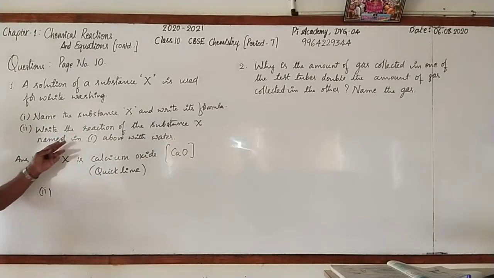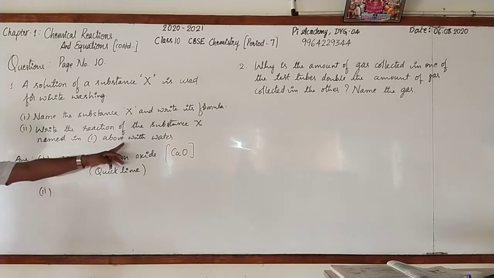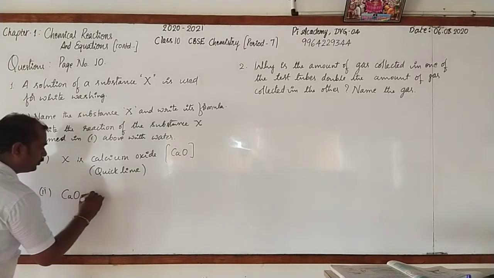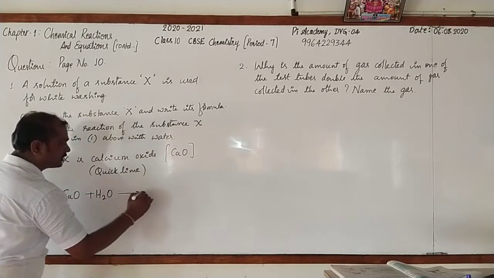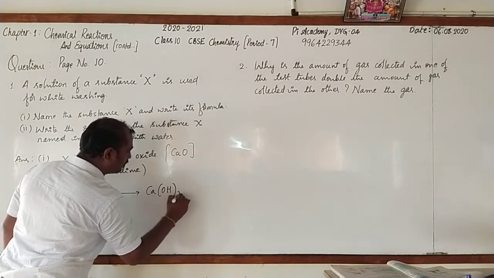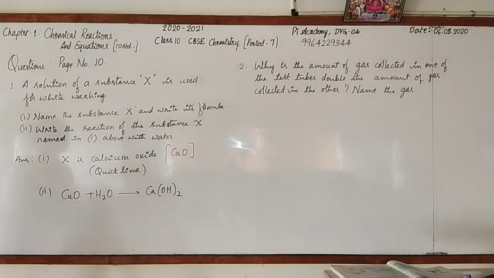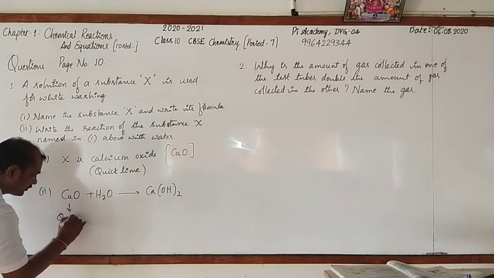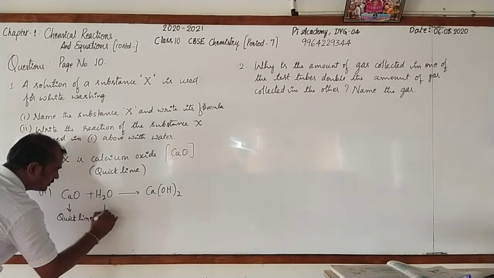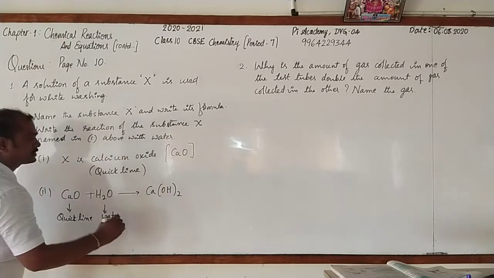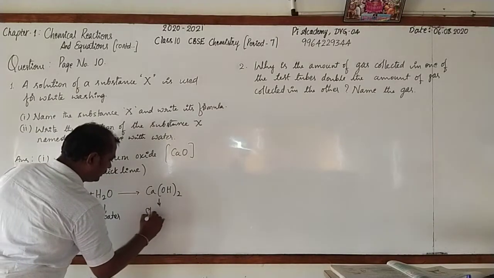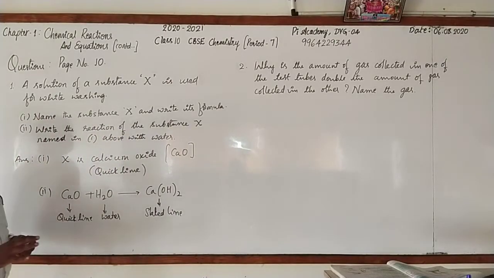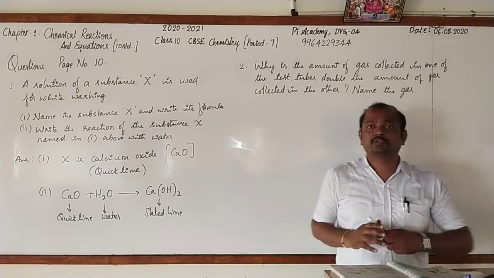Next, second one. Write the reaction of the substance X named in the first above with the water. That is, the substance X is CaO, which is quicklime. When it reacts with water it produces a compound called calcium hydroxide, that is Ca(OH)2. Clear? CaO is quicklime, and this is water, and Ca(OH)2 is slaked lime, also called calcium hydroxide.